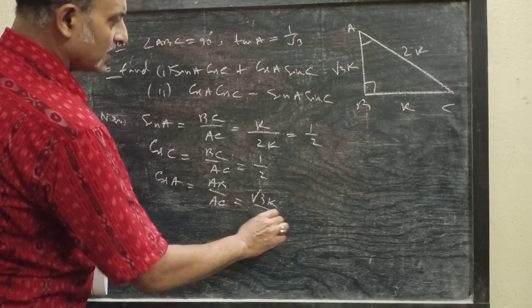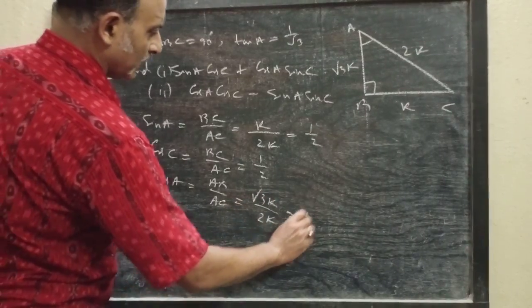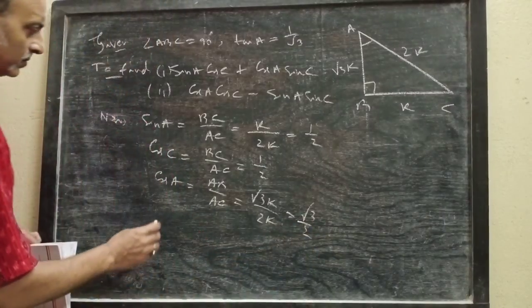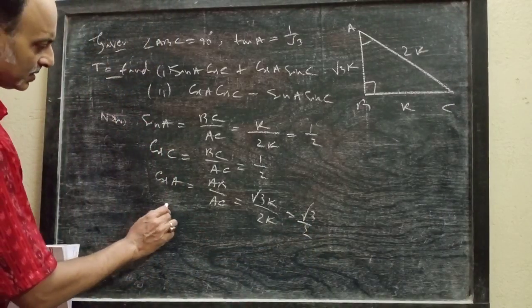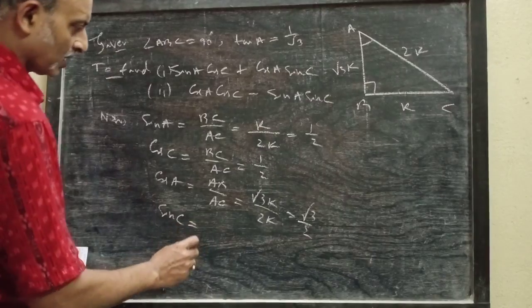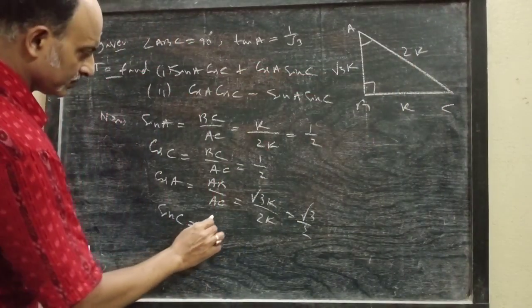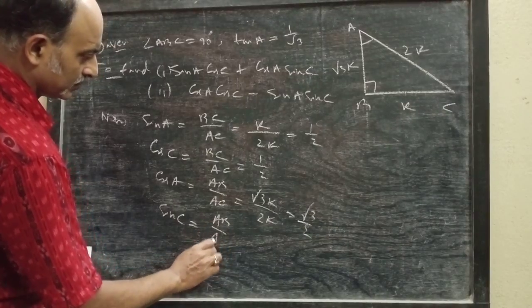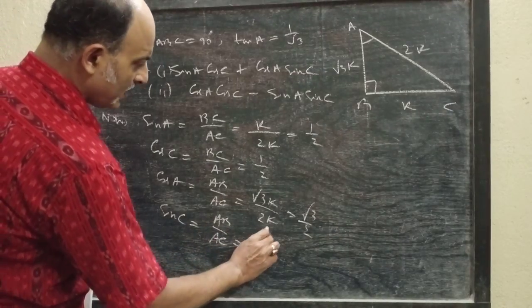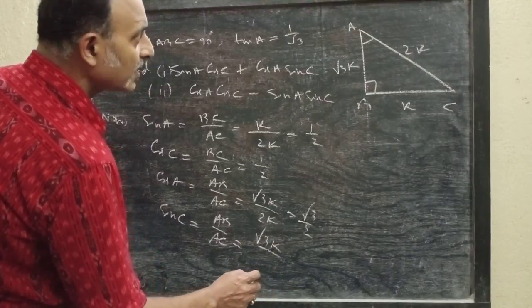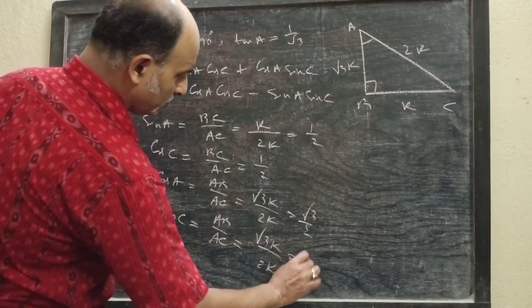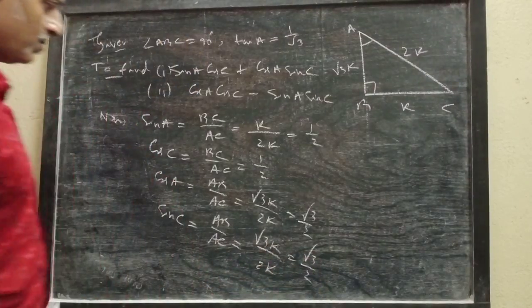AB is root 3K, AC is 2K. So this is root 3 by 2. Cos A, then sin C, sine of this angle. So AB by AC: AB is root 3K, AC is 2K. So this becomes root 3 by 2.